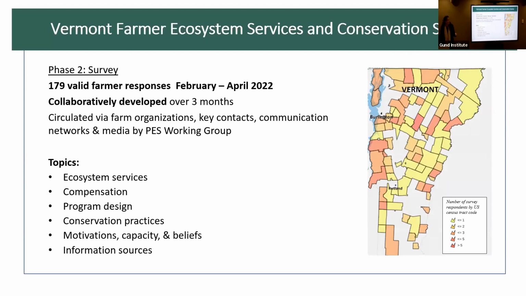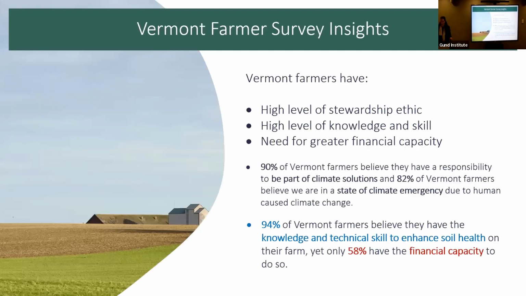Okay, sorry, I'm going a little fast, but then the survey, we asked a lot of questions about their farm, about ecosystem services, about their motivations, their capacity, their perceived capacity, their beliefs, where they get information. And I think there's an opportunity to do a lot more with this data set than I have already. But to summarize for the context of what the conversation is today, we found that farmers have a very high level of stewardship ethic. 90% of farmers in Vermont, or those that responded to our survey, believe they have a responsibility to be part of climate solutions.